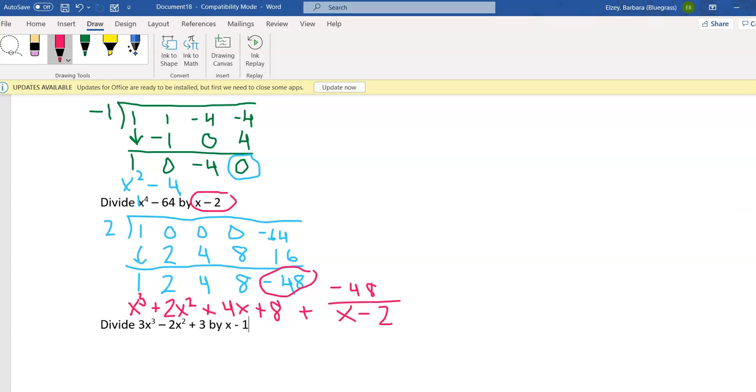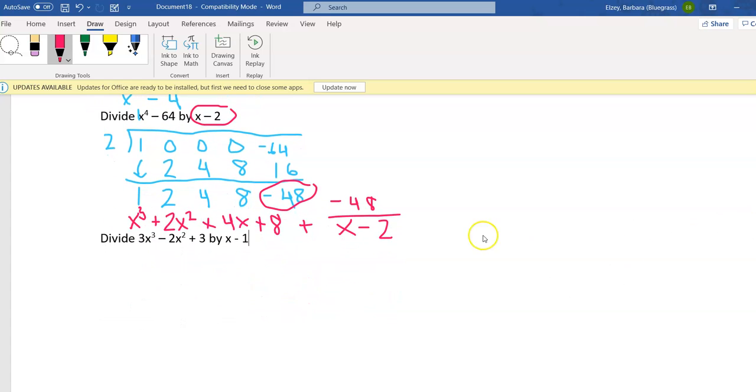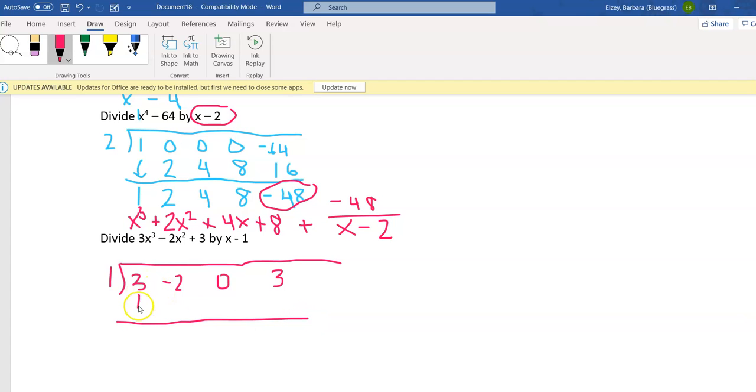All right, let's look lastly at this one and take it through the process. We have x minus 1, so we want the opposite of the minus 1. We want positive 1. We want 3. Our x squared has a negative 2. Now be careful. Notice there's no x there, so we need a 0 for the x to the first power, and then a 3. Now let's do our process. Bring down the 3. Now we'll multiply, add, multiply, add, multiply, add. So 1 times 3 is 3.